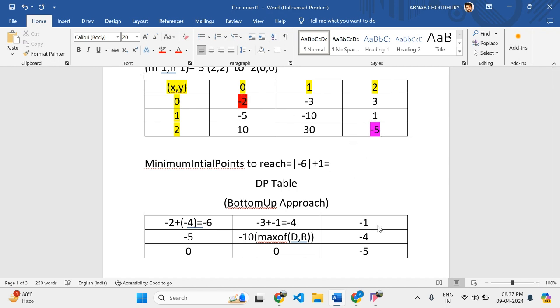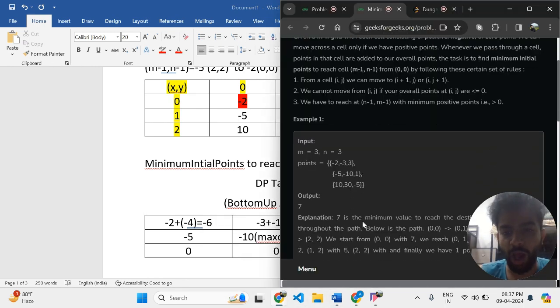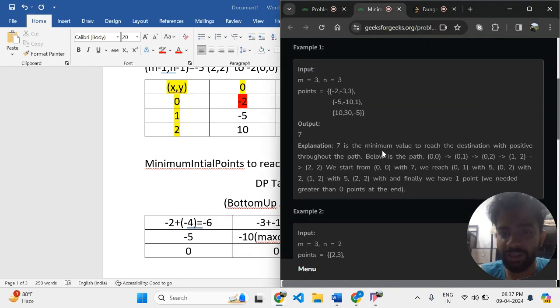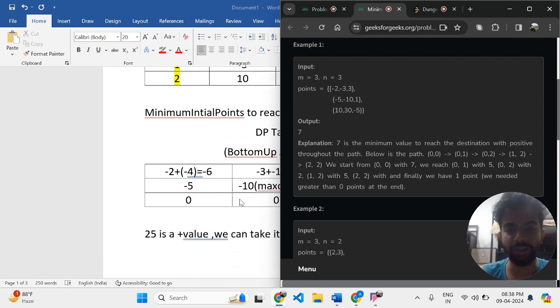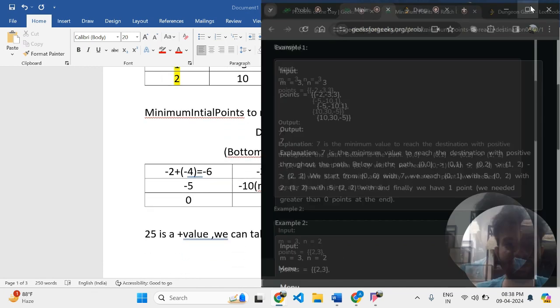So which is equals to 7. Now you can understand very clearly how this particular 7 is coming, because otherwise if you read the explanation, it is the minimum value to reach the destination. Yes, it is the minimum value. 7 points is the required minimum value from moving -2 to -5. But how are we going to do it? We are going to calculate each and every point like this in a bottom up approach, and only then can we do it. Now let's go with the problem.